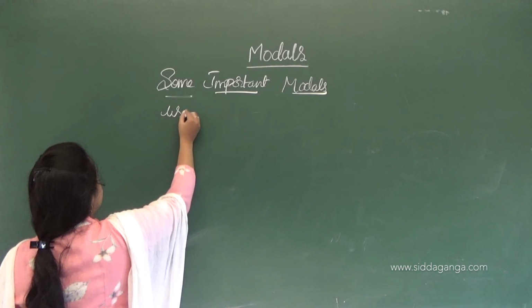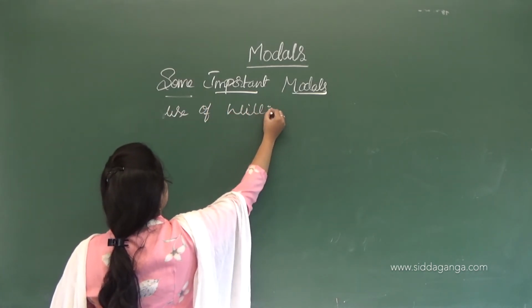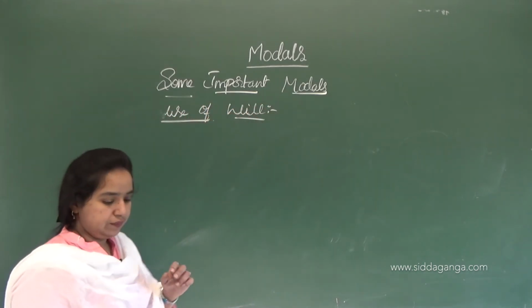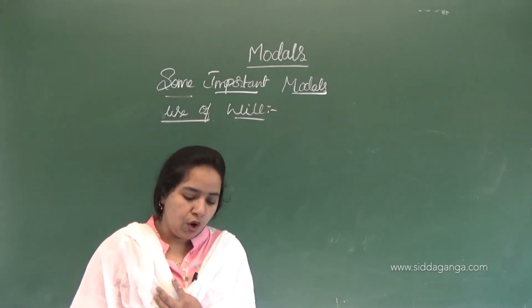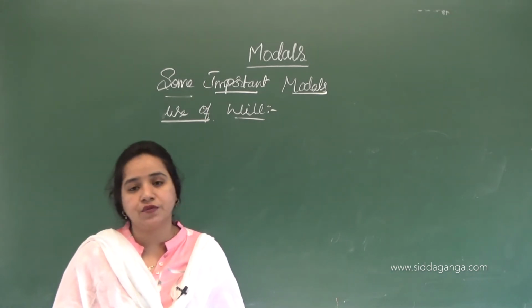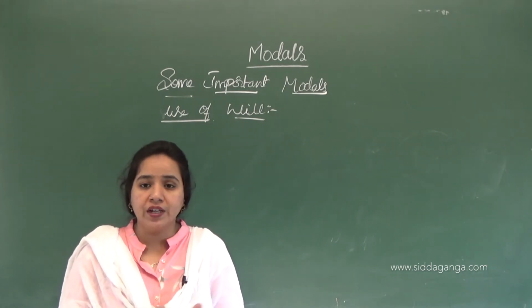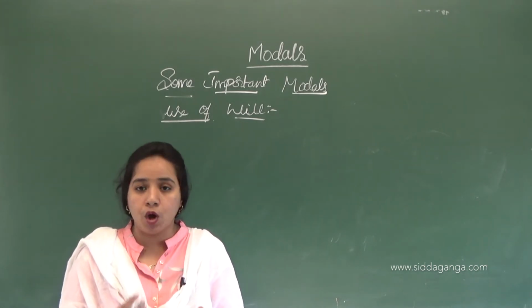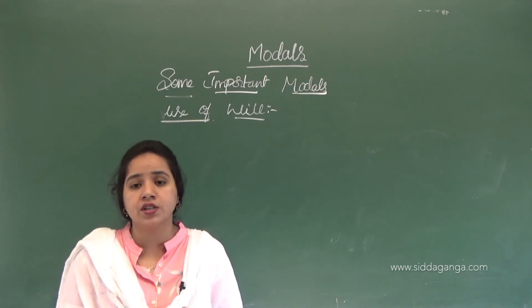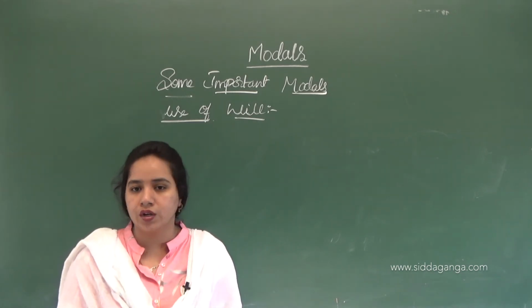Use of will. The modal will is used with promises and determination that take place in the future. So in what cases are we using this will? Will is used for promises and for determinations about the future. For future sake we use this will modal, okay.